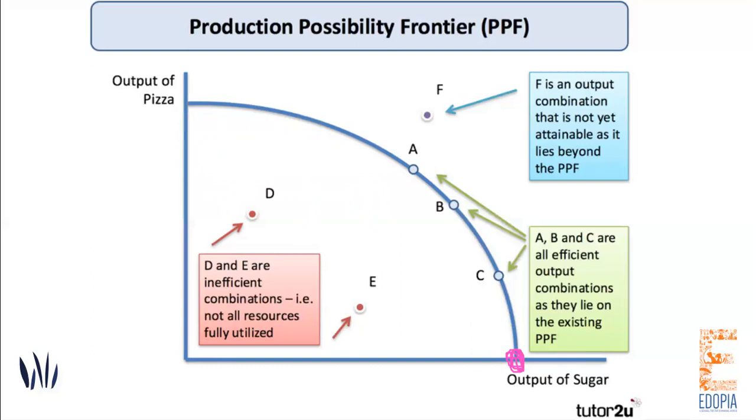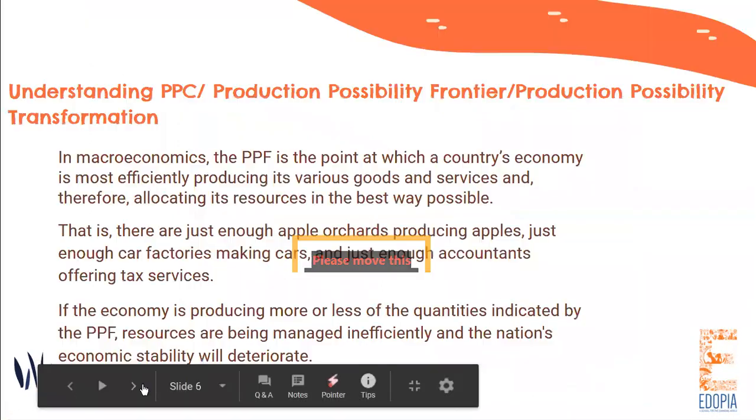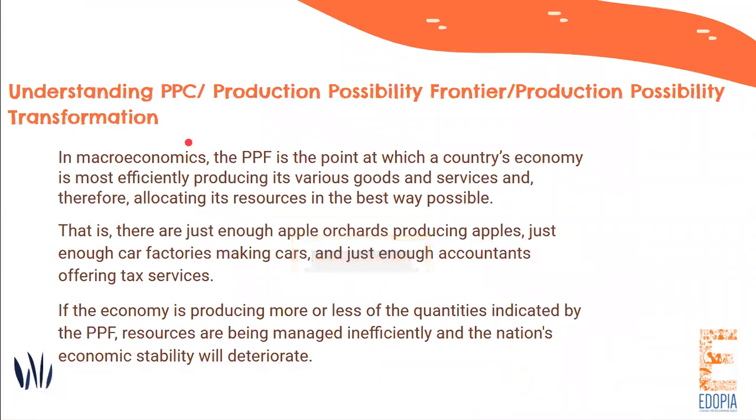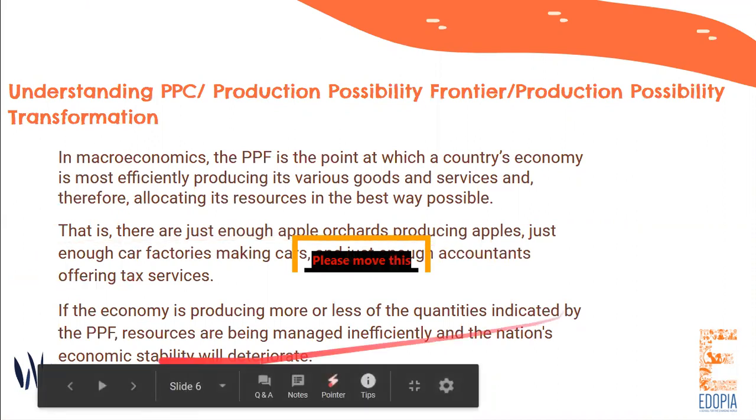Now we will move on towards understanding what the production possibility curve is. The production possibility curve is also known as the frontier and production possibility transformation. In microeconomics, it is a point at which a country's economy is most efficiently producing its various goods and services and therefore allocating its resources in the best possible way. So all the points on the production possibility curve show that it is at the best possible production level. Here's an example that has been provided to you, and you can go through it in order to understand what the production possibility curve basically means.